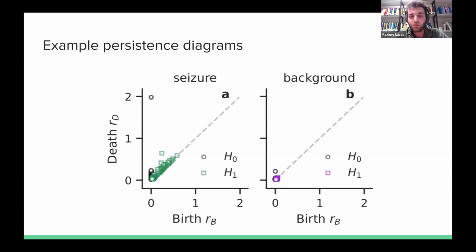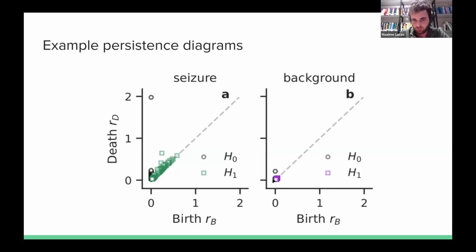And to give you an idea visually, if I compute the persistent diagrams of, for example, a seizure event and a background event, this is what they will look like. In black, I have H0, so the connected components. In green, I have the cycles. And you can see already that here I have many more points with bigger radii in green than in here, and also further away from the diagonal. Here I'm showing them on the same scale. I could also zoom in and show you each on their relative scales.